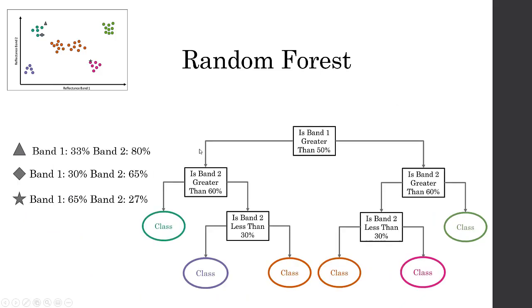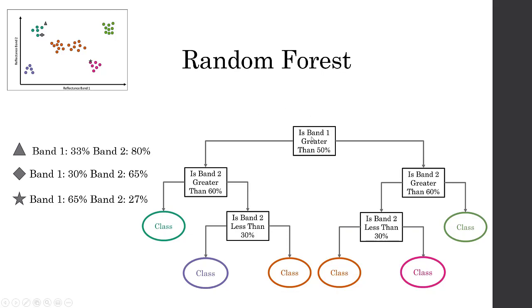So let's actually do that. Let's go through this tree with the same 3 data points that we did before, and now I've attempted to assign them percentages. So you can see triangle is here. It's got 33% in band 1 and 80% in band 2. The square has 30% in band 1 and 65% in band 2. And then the star has 65% in band 1 and 27% in band 2. So if we run it through this algorithm, let's just do triangle as an example.